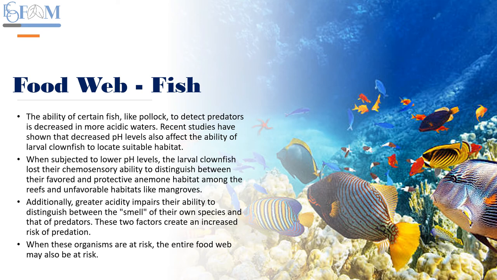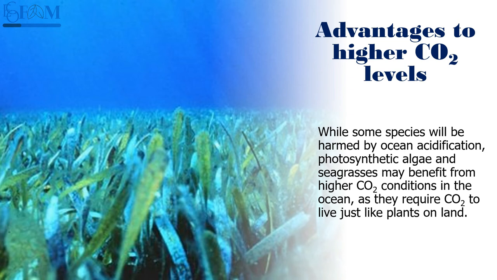While some species have been harmed by ocean acidification, algae and seagrasses may benefit from the higher concentration of carbon dioxide in the oceans, because as we know, the increase in the concentration of carbon dioxide enhances photosynthesis. This is what I was talking about: some species can benefit from the increase in the concentration of carbon dioxide. Just like the increase in carbon dioxide concentration in the terrestrial ecosystem, the same in the oceans, the increase in the concentration of carbon dioxide in the water can enhance the photosynthetic activities of these algae or seagrasses.